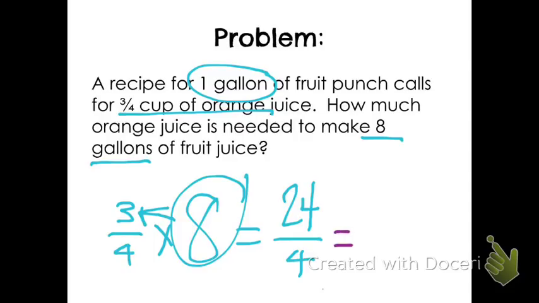When we read it as a division problem, top to the bottom, 24 divided by 4, we know that that is equal to 6. And we have to add our label, so we go back to whatever was originally in the problem next to orange juice, which was cups. So for 8 gallons, I need 6 cups.